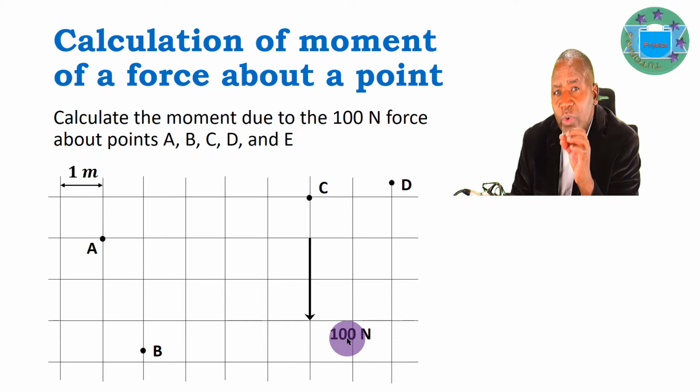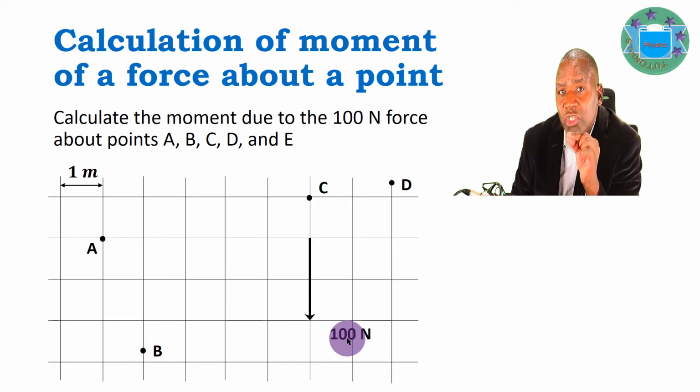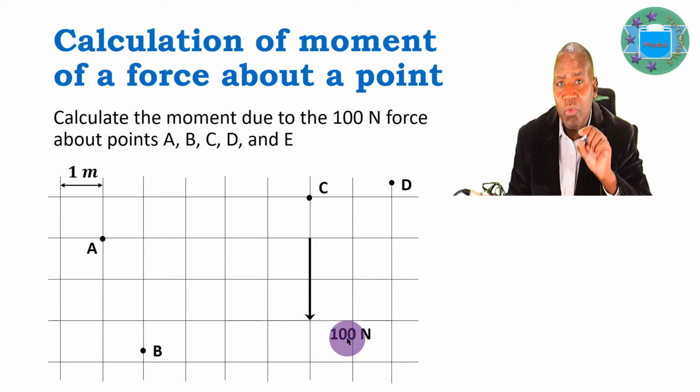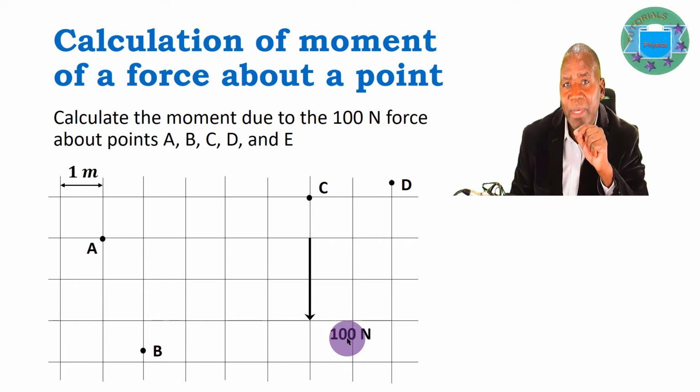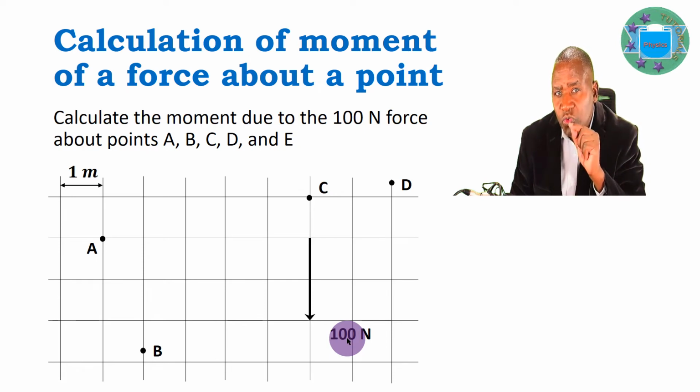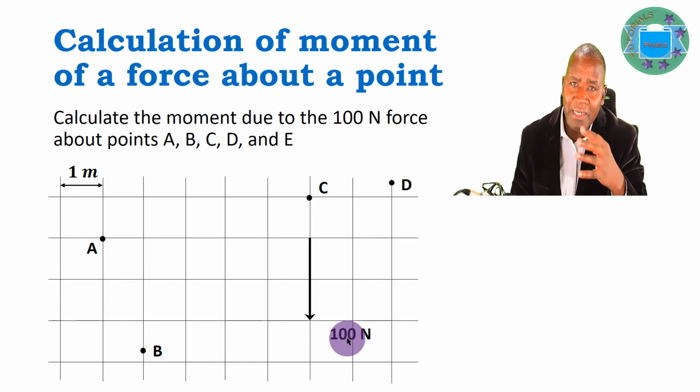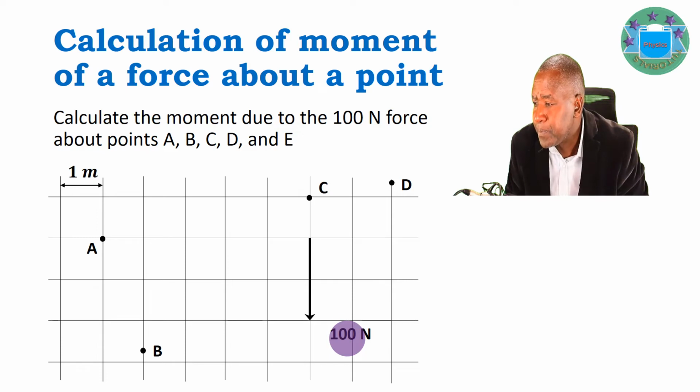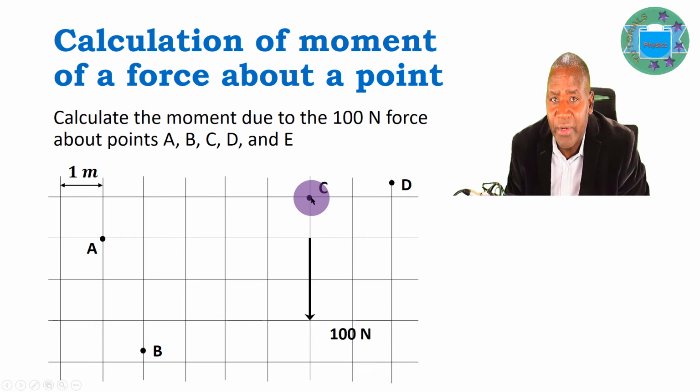It will be very useful when we want to eliminate from the calculation the moment due to certain forces. If we want to eliminate the moment due to a given force in a diagram, then we make sure that we take moments about a point through which that force acts, so that its moment will always be 0. That way we eliminate the moment due to that force. We will see that aspect in future problems. So the moment due to the 100 Newton force about point C is 0.